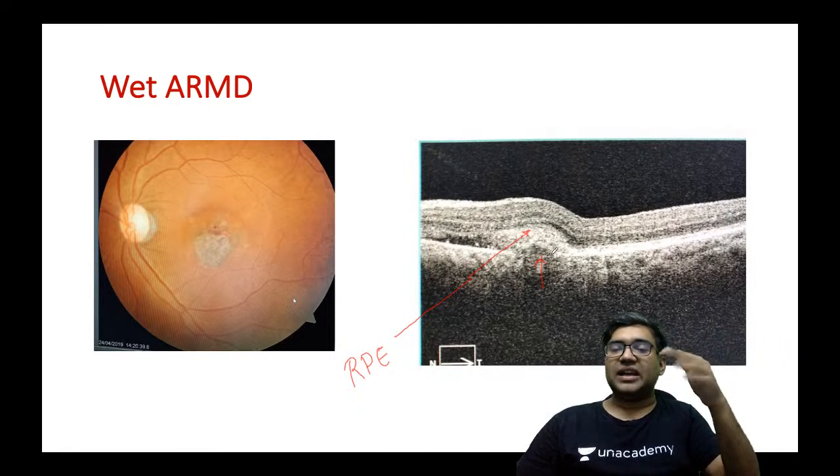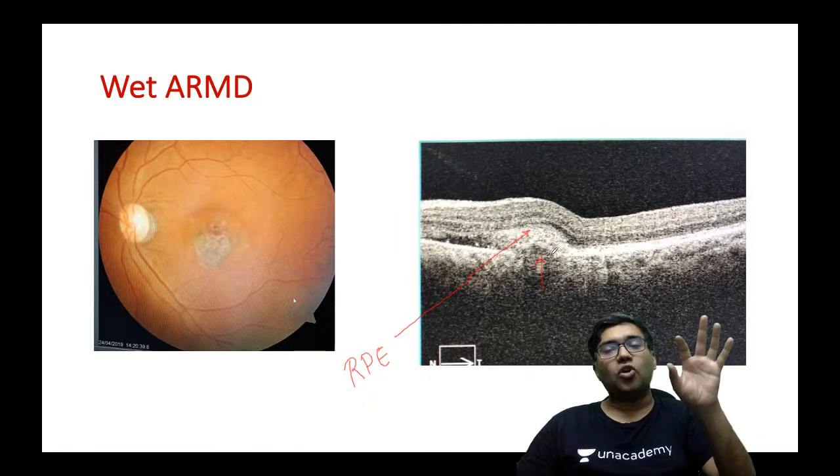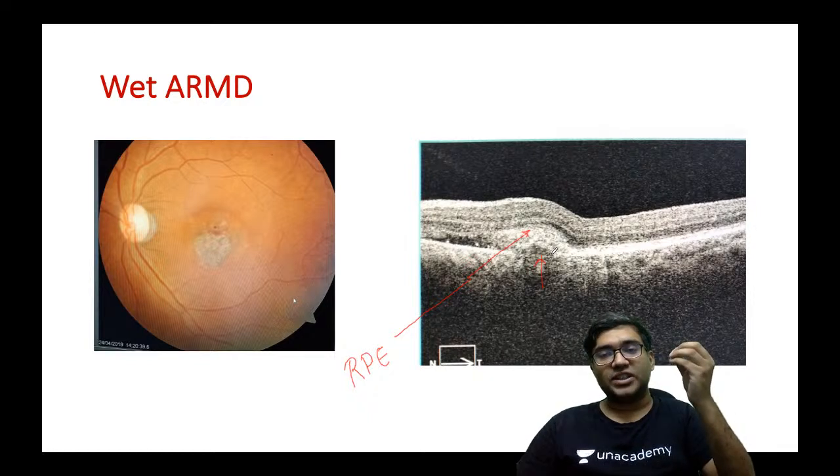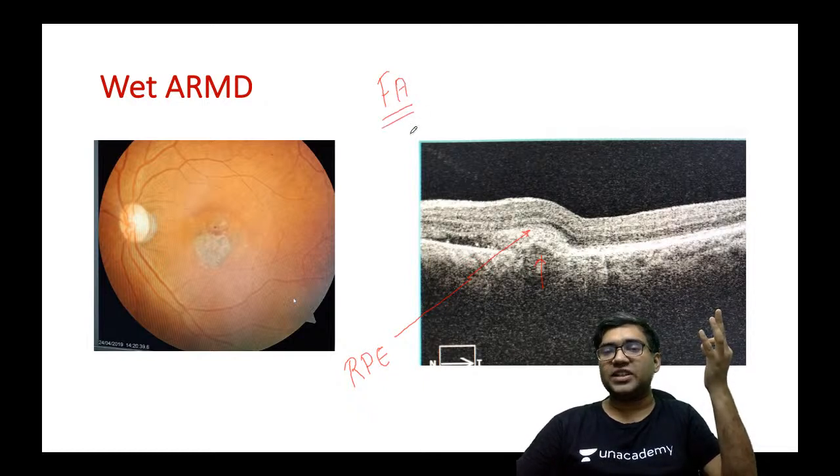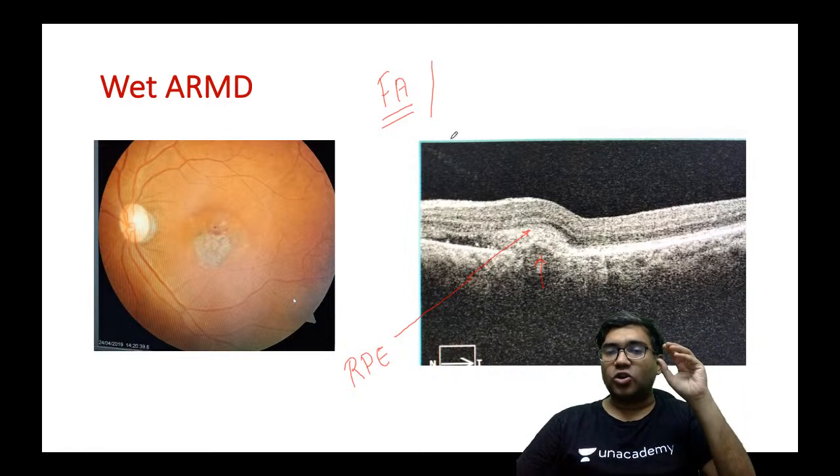At your level, at UG level, it is very difficult to identify dry or wet ARMD just on the basis of your OCT. For the new vessels, you need the angiography, which is called fluorescein angiography, and if these vessels are beneath the RPE and very localized, you can use another technique which is called ICG.